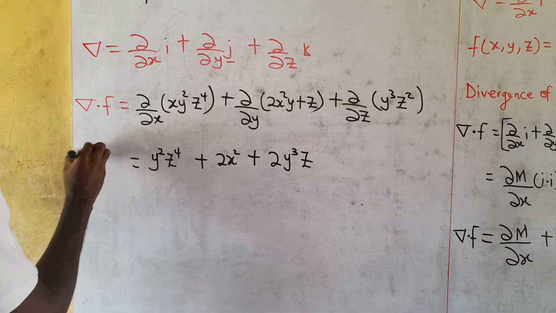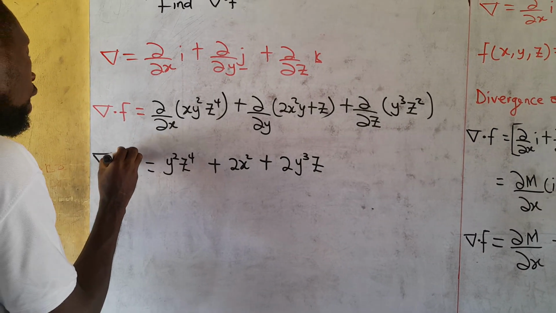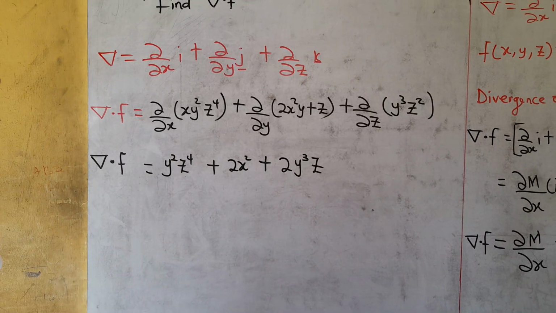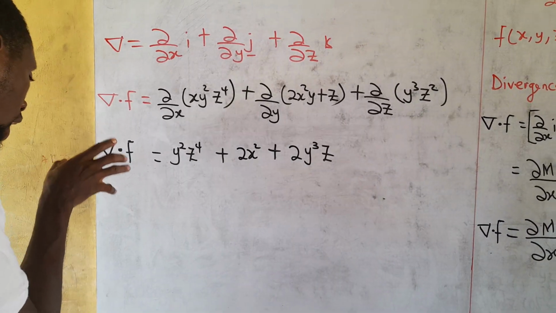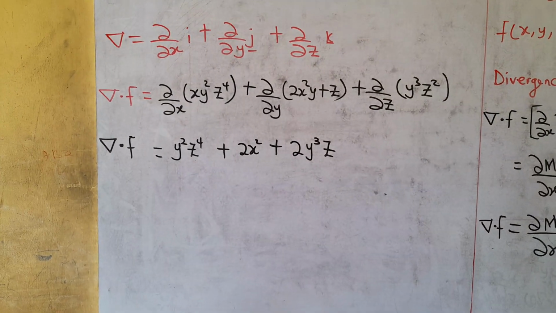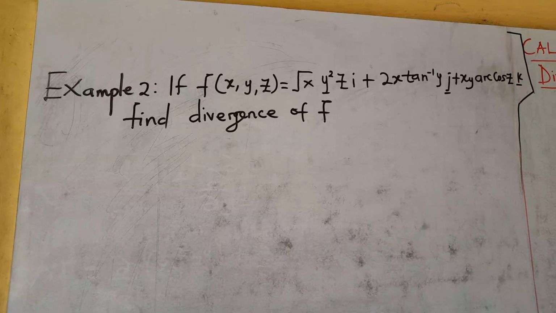Then we can say this is the dot product between the differential operator and the vector field. I hope you get that. We'll solve another example on this so that you'll be abreast with the concept. So we'll solve our second question.